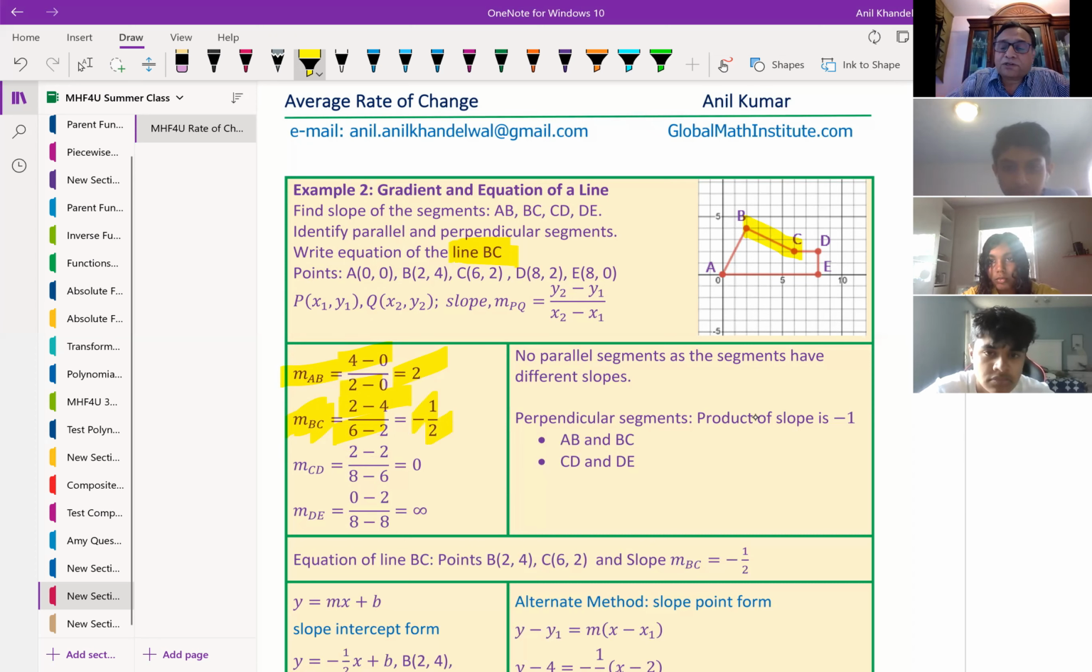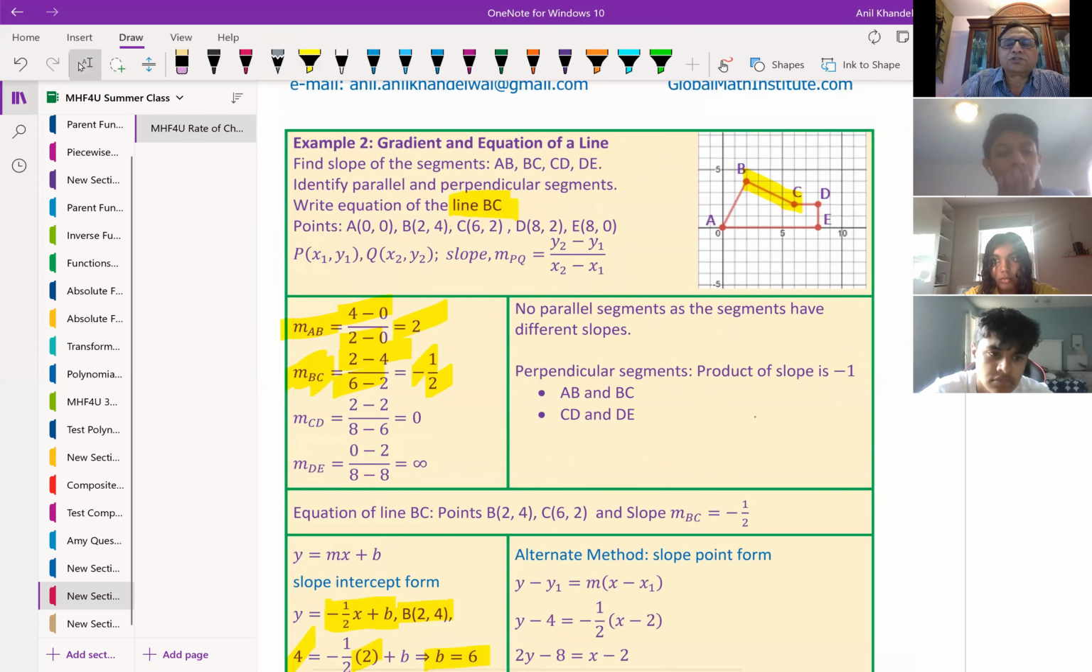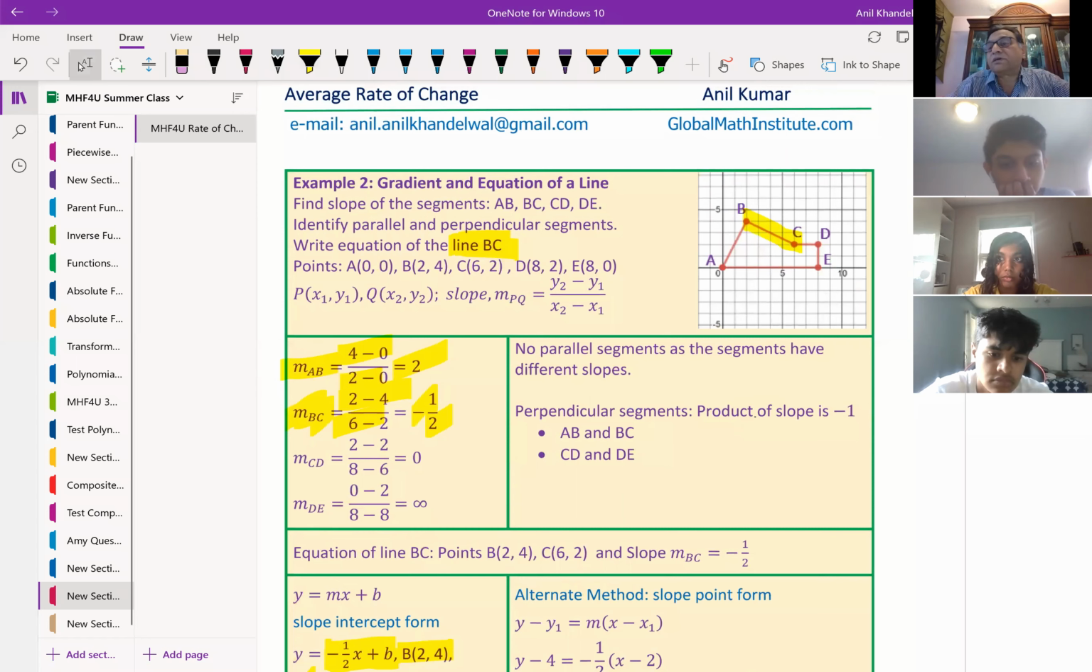To find the equation of this line, what will you do? Since we know that the slope is minus half, you will say, well, there you go. We'll write y equals minus half x plus b. And to find the value of b, we'll pick up any one of those 2 points. If the point is (2, 4), substituting 2 for x, 4 for y, we get the value of b as 6. And so we get the equation of our line. Clear? Simple as that. So that is how you're getting the equation of a line from the graph.